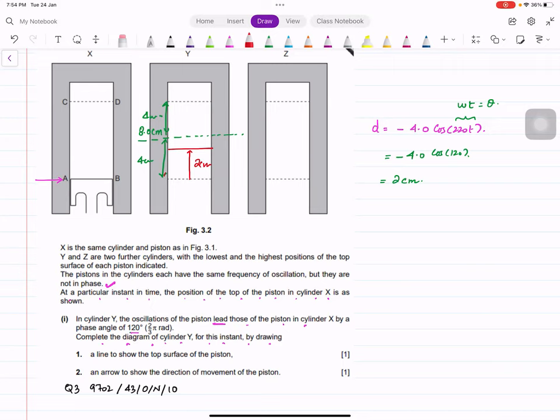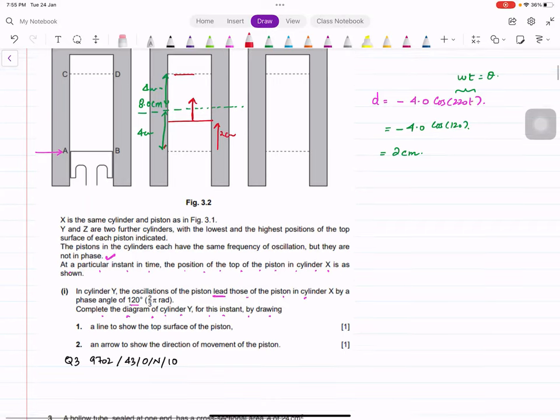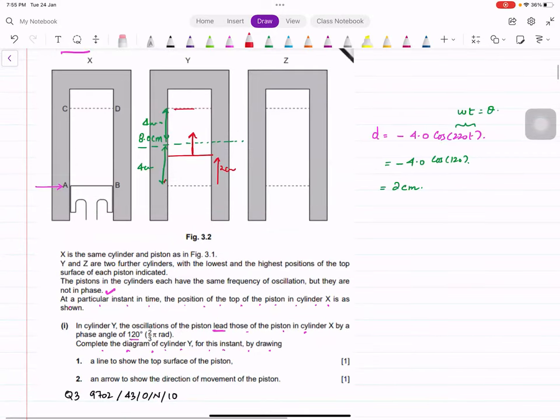Where do I show that? In cylinder Y, an arrow to show the direction. Obviously, if it is leading, it will now go above and come here. So your arrow should be like this. Do you understand? Let me just remove this. This part of the equation should be 2 centimeters and then the arrow of the movement should be here. Is that clear, everyone?